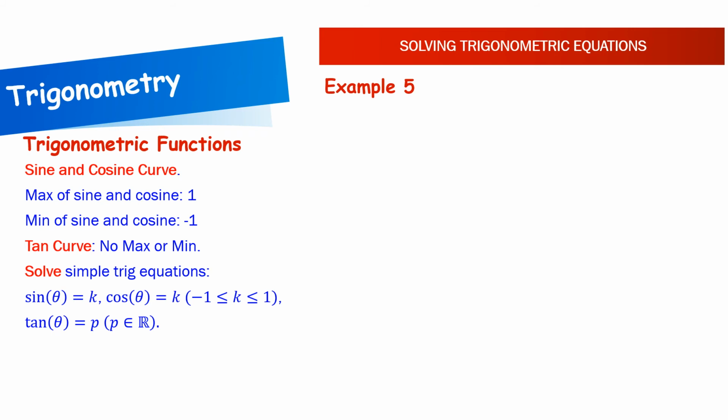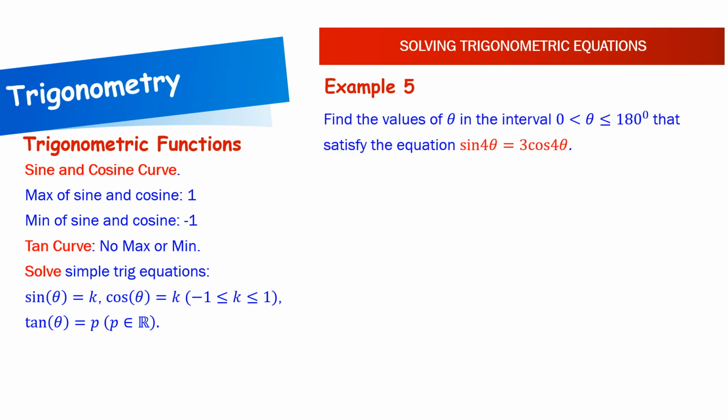Let's take a look at another example. Pause the video and have a go. Press play when you're ready to view the solution. So let's solve this. We are required to find the values of theta in the interval 0 less than theta less than or equal to 180 degrees that satisfy the equation sine 4 theta equals 3 cos 4 theta. So again, let capital X equal 4 theta and then solve.